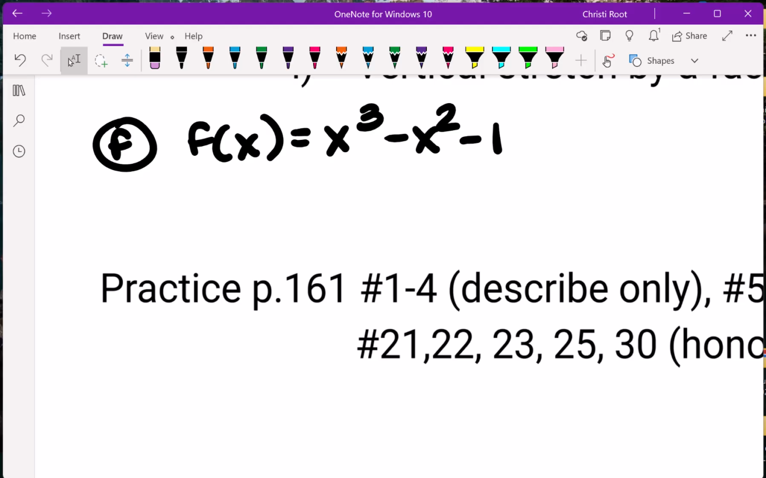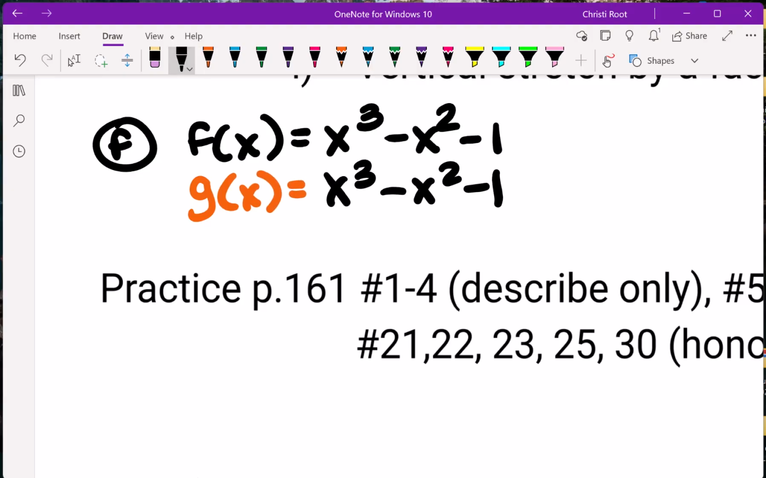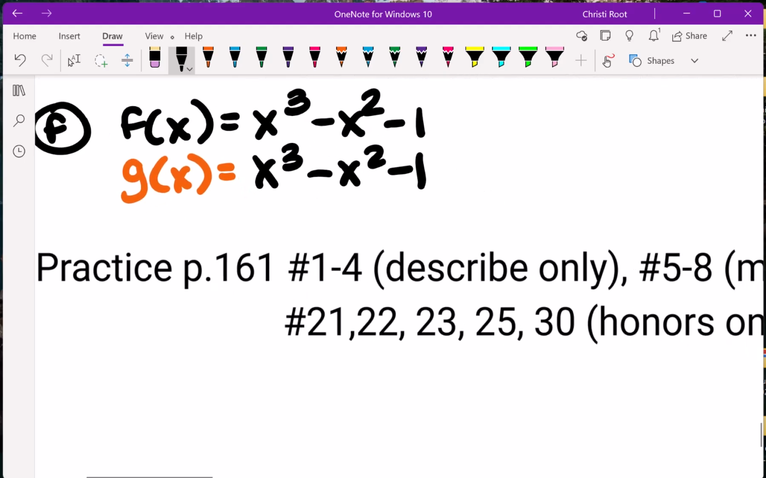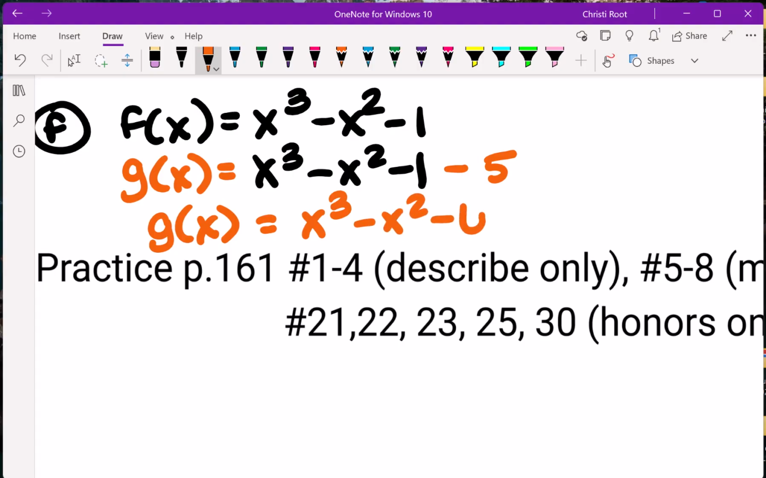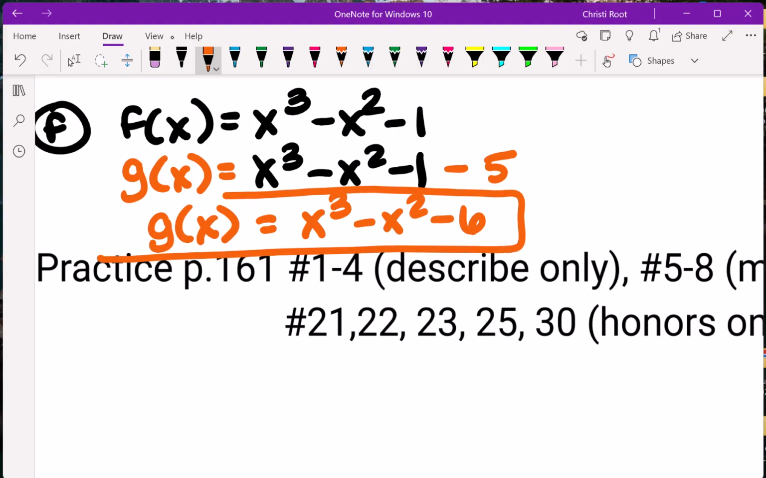Okay, F tells you to translate down 5 units. If I want to make it go down 5 units, all I would have to do is -5 at the end, because it's to the whole function and it's not just to the x. Final answer, though, you've got to be careful. The final answer is going to be x to the third minus x squared minus 6. You've got to simplify what you're doing here.